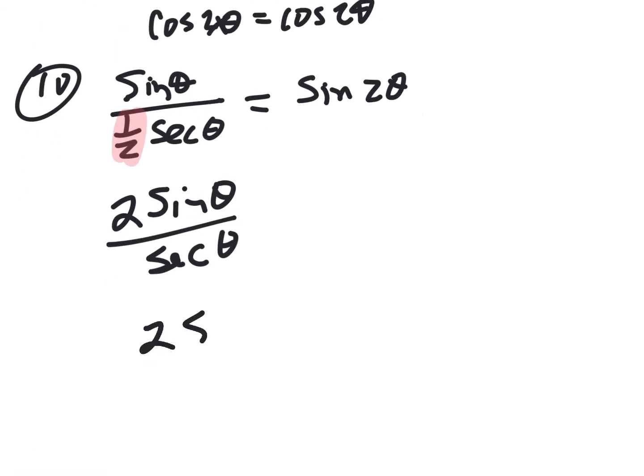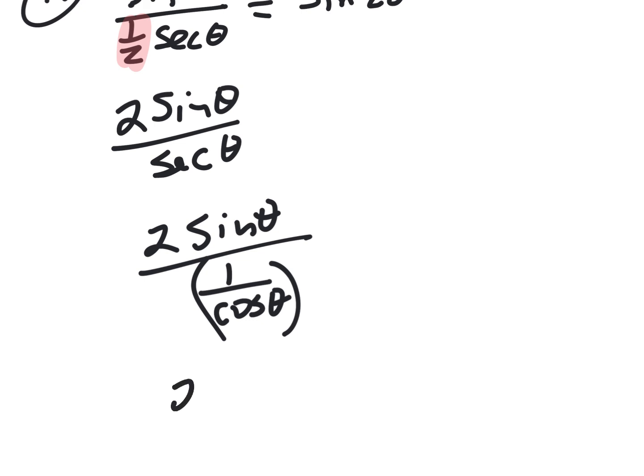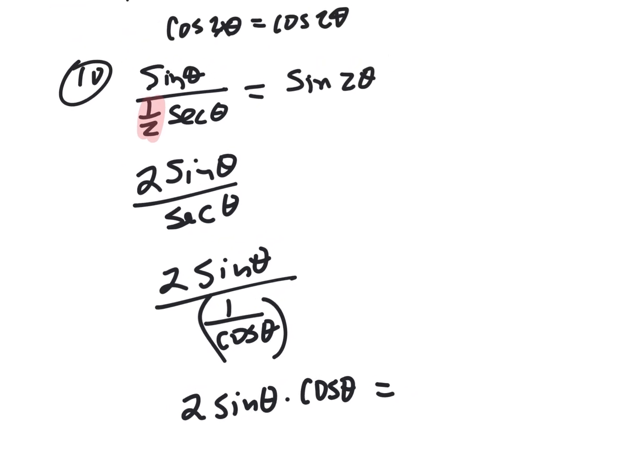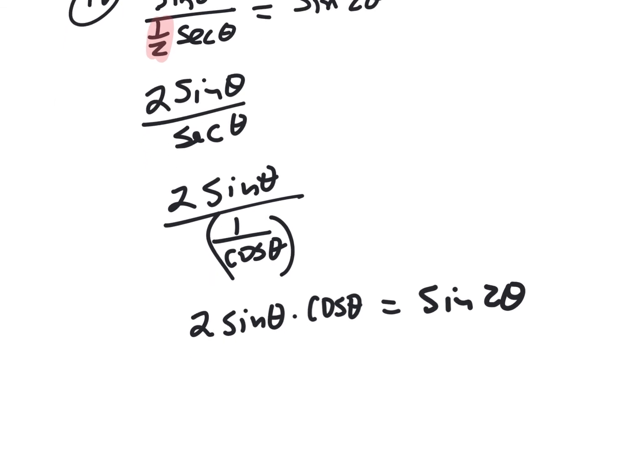So now I got 2 sine theta over secant, which is really 1 over cosine theta. And then when you have a fraction over a fraction, this can be flipped and multiplied, and that makes 2 sine theta times cosine theta, and that's exactly what sine of 2 theta is, right off the sheet. But you don't leave it that way, you finish with sine of 2 theta equals sine of 2 theta.